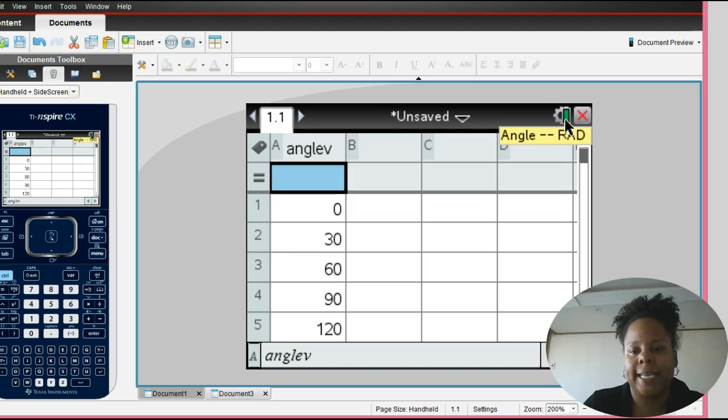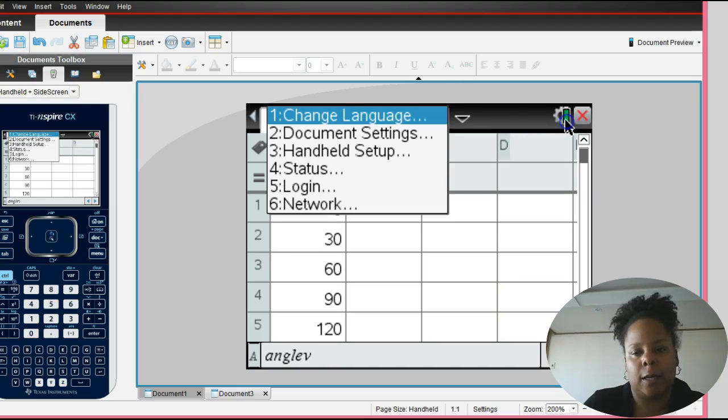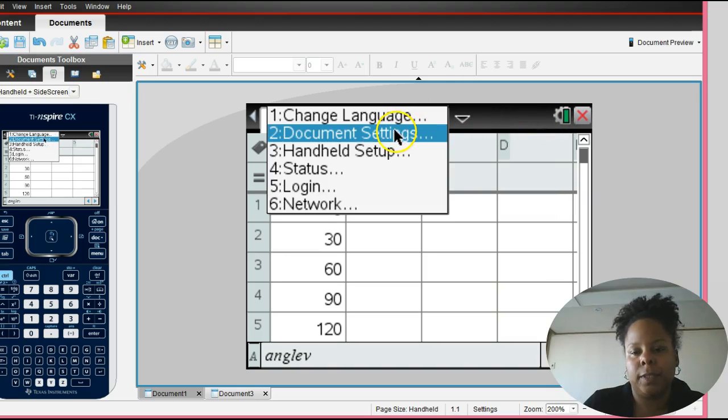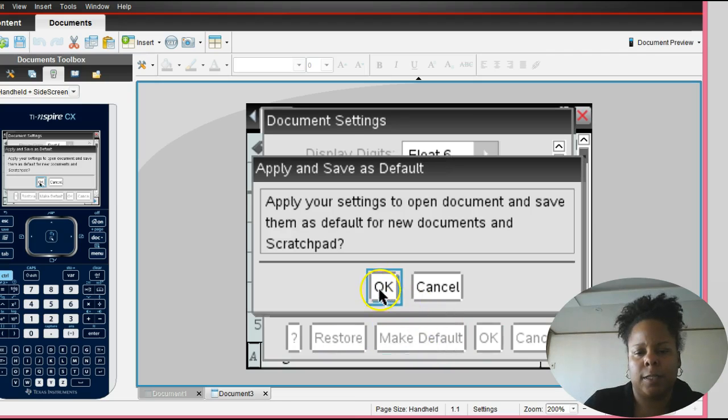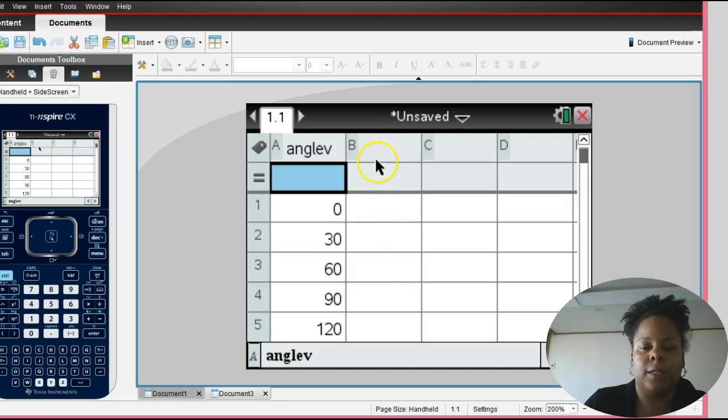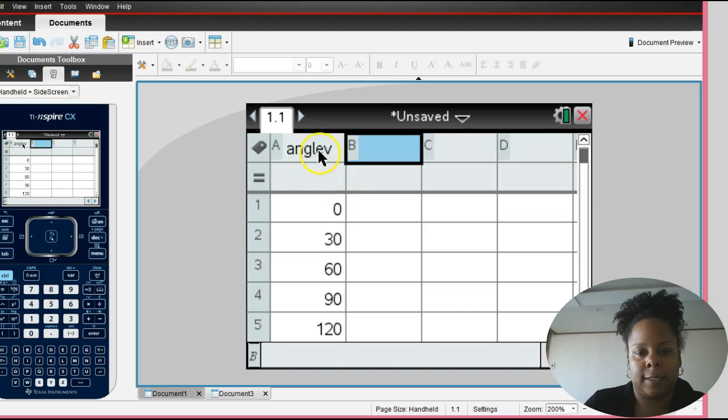So in order to change this, all we do is double click on that power battery thing, and where it says angle, we change it to degree, and we say make default. So it's going to open, and this is going to update all the open documents, as well as any new documents and the scratch pad all at once. Okay, so that's important. I've named this variable angle value, angle V.